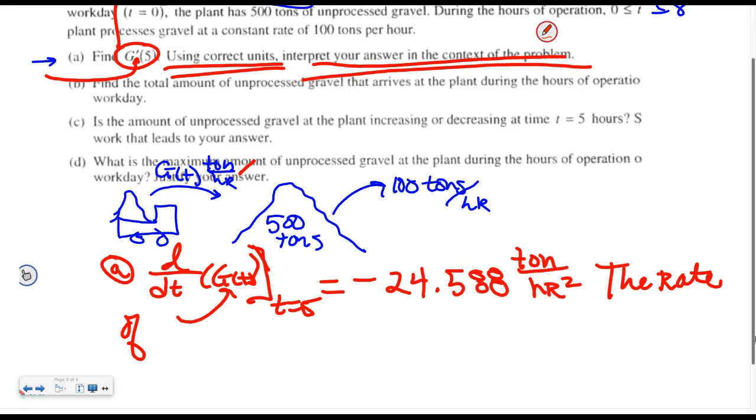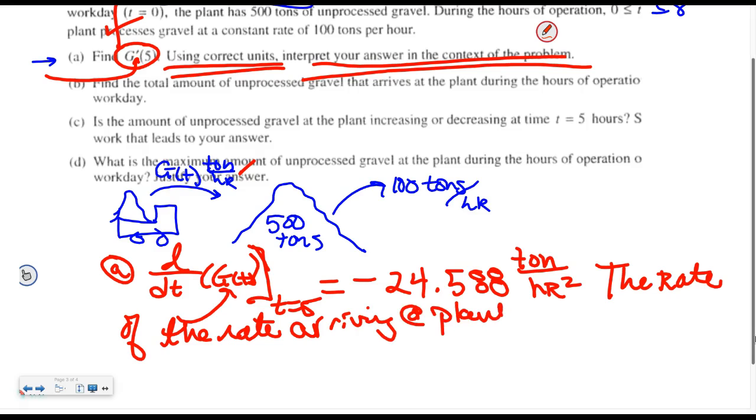The rate of, you could put G of T, or you could put unprocessed gravel arriving at the plant, or you could put the rate of, and last hour they said the rate of gravel arriving at the plant. That's true, right? Because G of T is the rate that it's arriving at the plant, so I accepted that. They said the rate arriving at the plant. And then what do you think we should write? Give me a word, a good word. You could say is negative 24.588, or you could say this is the rate of the rate. I forgot to put gravel, but whatever.